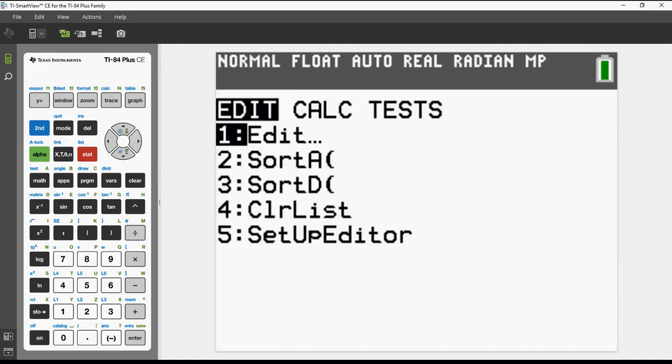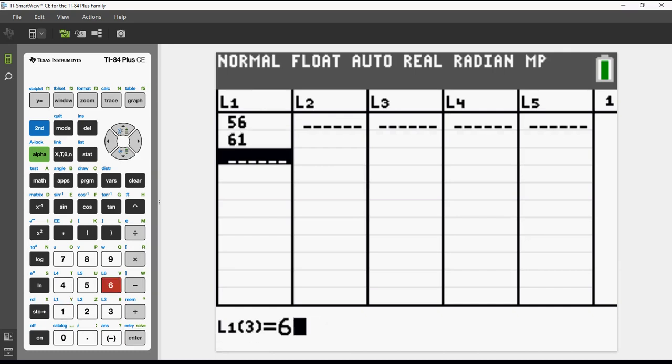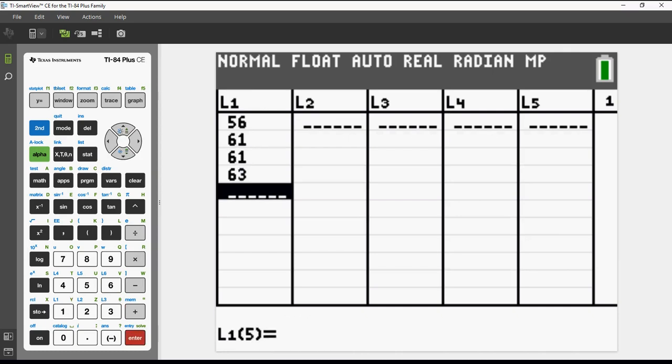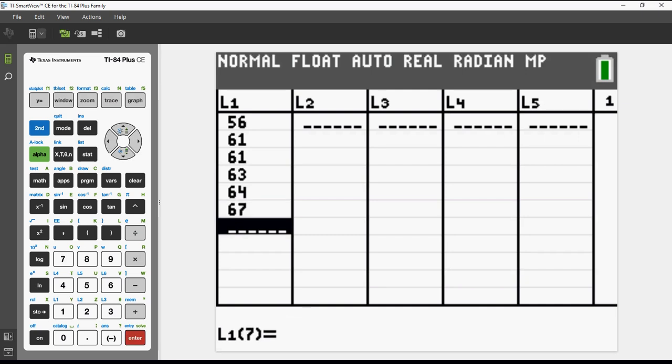Go into edit. Right there at the very beginning, hit enter. And so in here we can put our numbers. And so I put them in order. So I got 61 for the first guy. Or excuse me, put them in order if I would actually do that correctly. It's 56 for the first guy. Then 61. But they don't have to be in order. Remember, they don't have to be in order, because your calculator can put them in order for you if you wanted it to. 63, 64, and 67. So there's our 6 numbers.